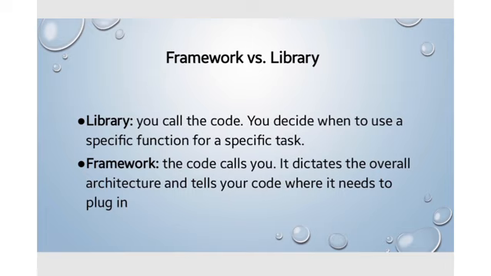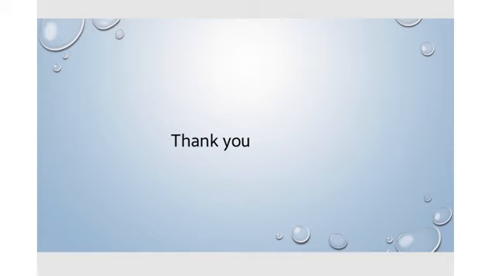So let's see an example based on real life. A framework is like a ready-made house design. The structure is already planned: room positions, electrical systems, plumbing. You must build according to the design. A library is like a toolbox. You can pick any tool whenever you need it: hammer, screwdriver, wrench. You decide how and when to use each tool. So, a framework provides complete structure. A library provides reusable tools. Today we have discussed web development frameworks.